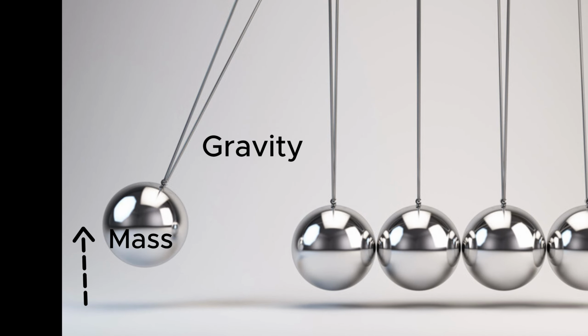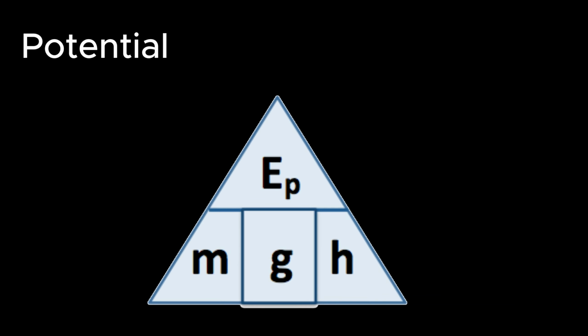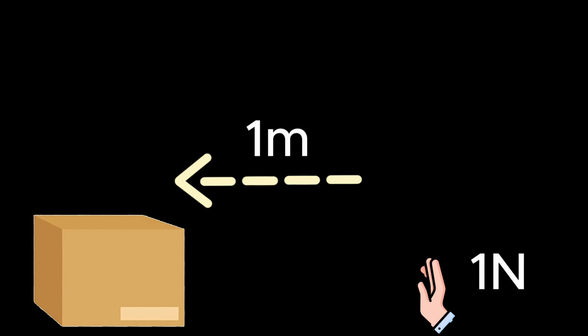Potential energy, on the other hand, is the energy stored in an object due to its position or configuration. Potential energy equals the mass times the acceleration due to gravity times the height. The SI unit of energy is the joule. 1 joule is the amount of energy transferred when a force of 1 Newton moves an object 1 meter.